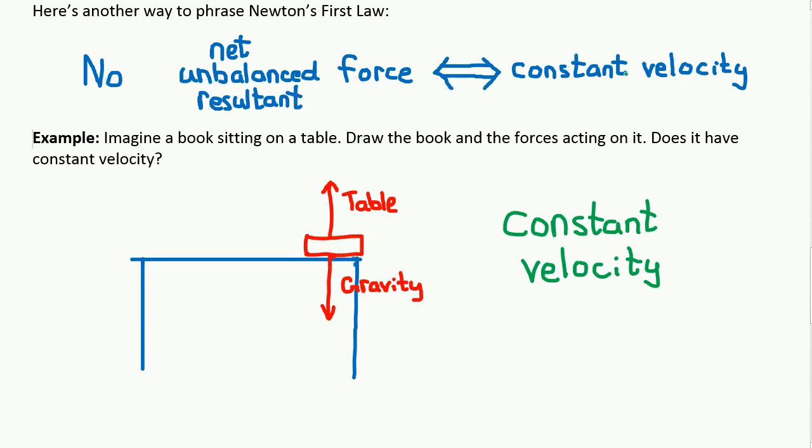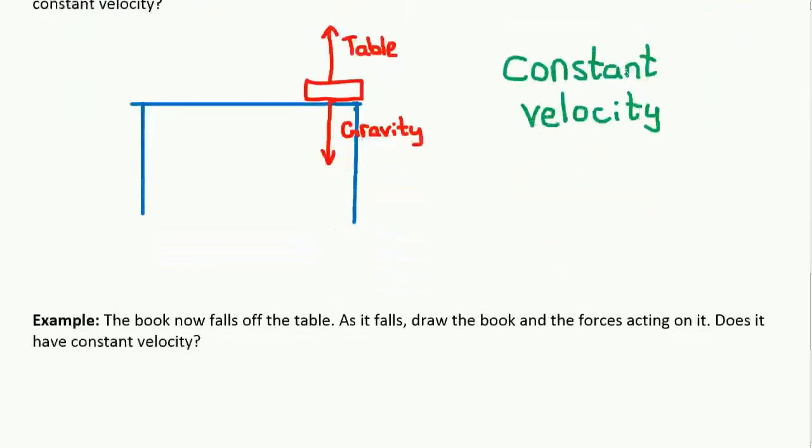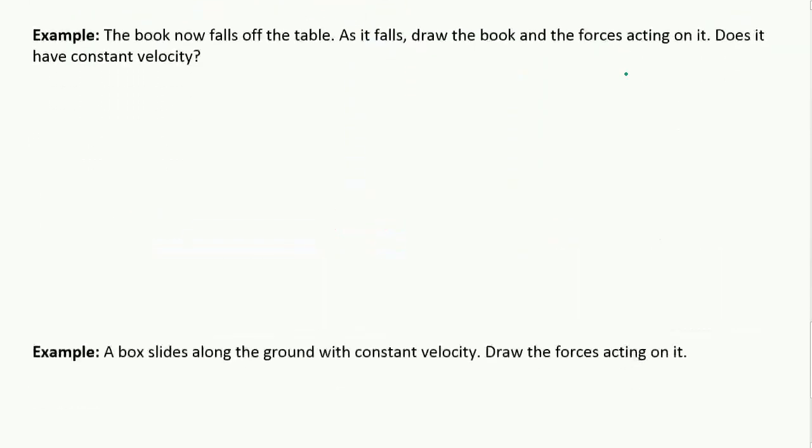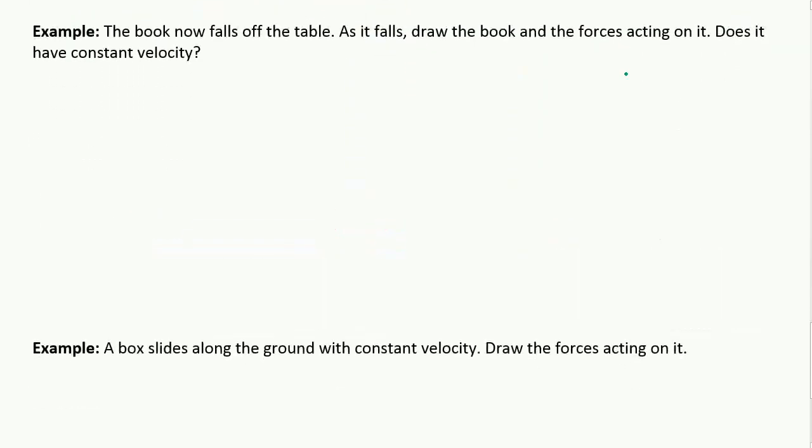So let's look at the next example. The book now falls off the table. As it falls, draw the book and the forces acting on it. Does it have constant velocity? So let's do our table again.